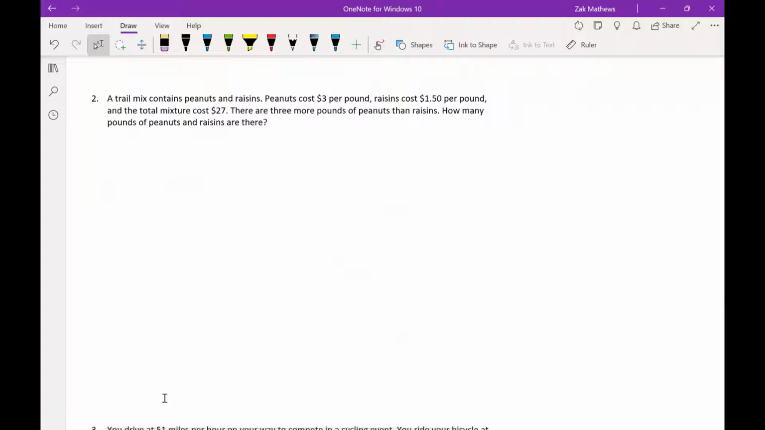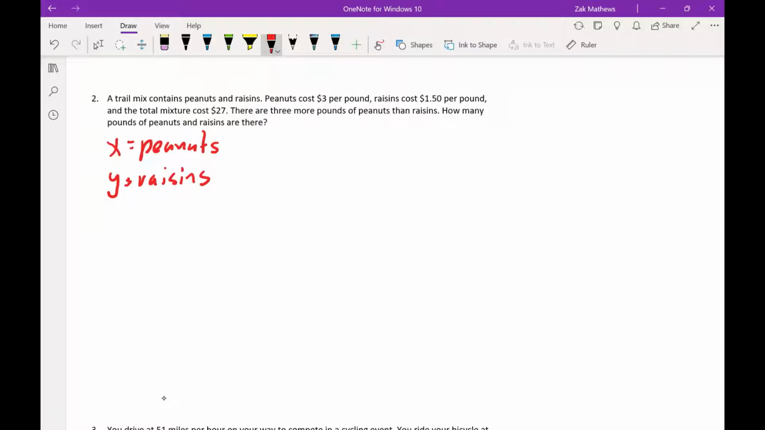So trail mix contains peanuts and raisins. I'm going to start by just labeling my variables. Peanuts, raisins. Peanuts cost $3 per pound. Raisins cost $1.50. The total cost of the mixture is $27. There are 3 more pounds of peanuts than raisins. How many pounds of peanuts and raisins are there?